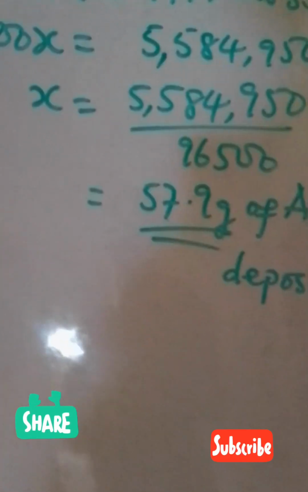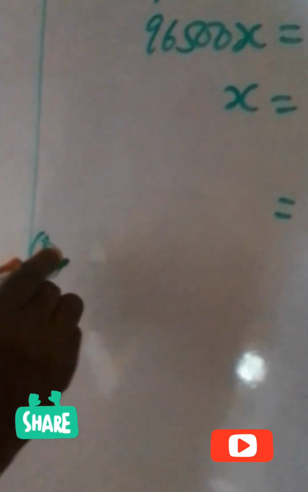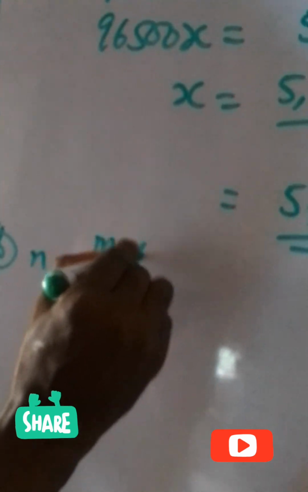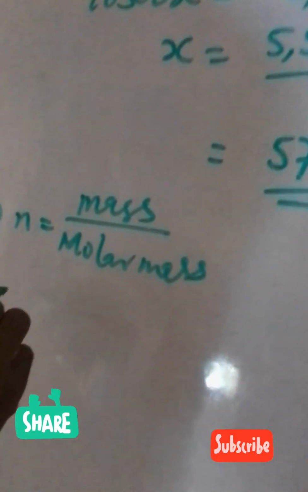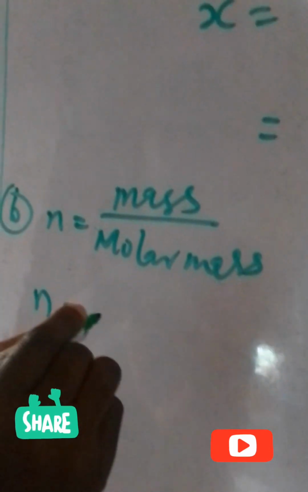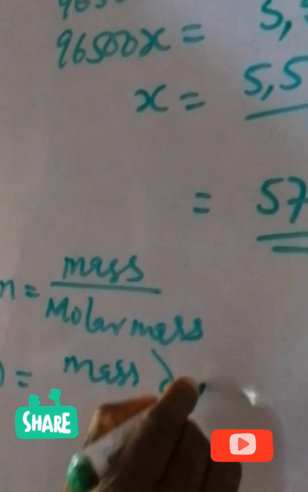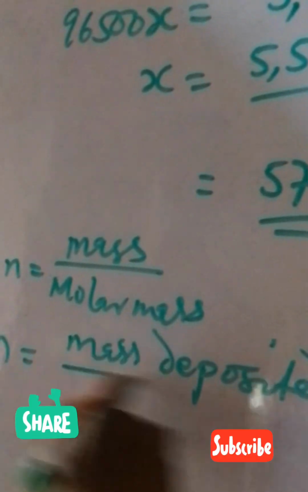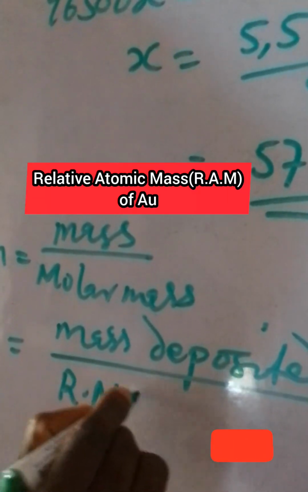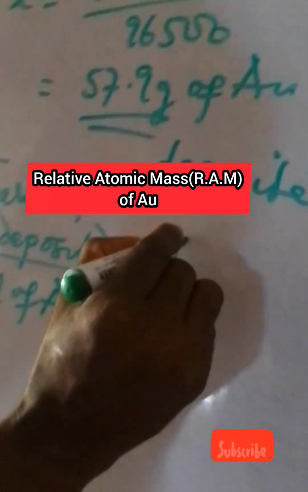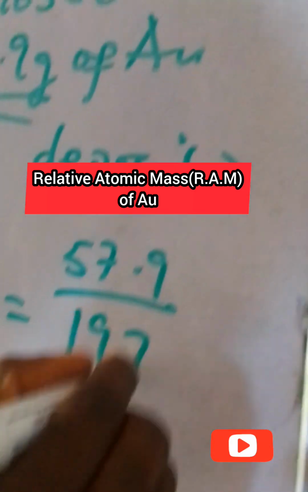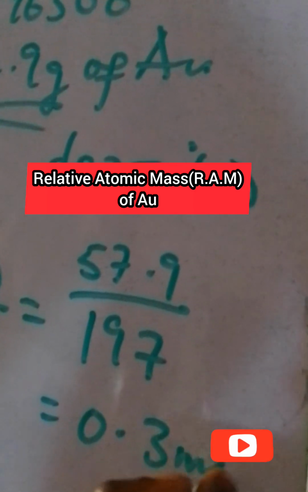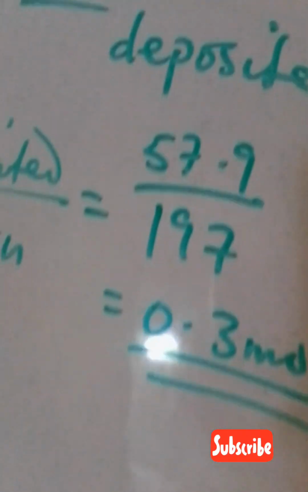B part says number of mole. And you know that number of mole means mass over molar mass. That is the formula for number of moles. But in this case, number of moles of gold deposited is the mass deposited divided by relative molecular mass of gold. So the mass deposited in this case is 57.9 grams. When you divide it by relative molecular mass of gold, you are going to get 0.3 mole. So that is the B question.